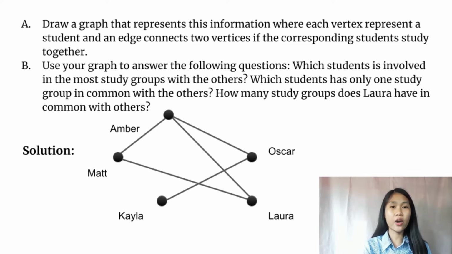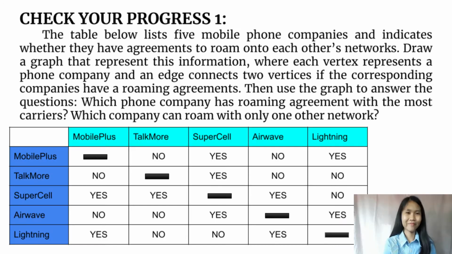In letter A, we draw 5 vertices to represent the 5 students and connect vertices with edges according to the table. In letter B, the vertex corresponding to Amber is connected to more edges than the others, so she is involved in the most study groups. One student is involved with one study group in common, as her vertex is the only one connected to just one edge. Laura's vertex is connected to 2 edges, so she shares 2 study groups with others.